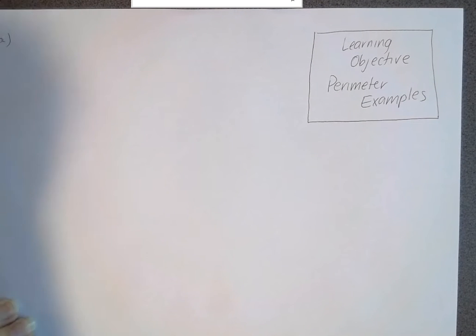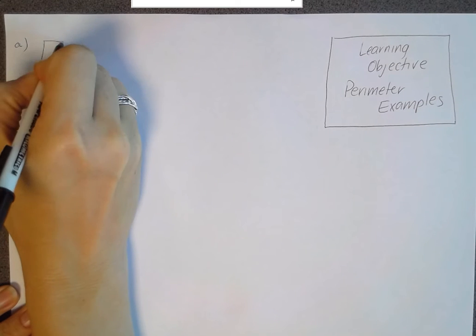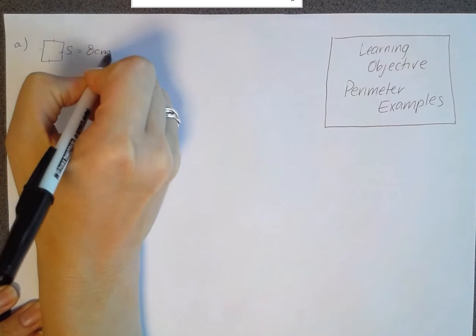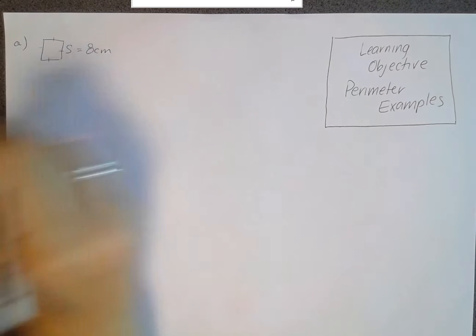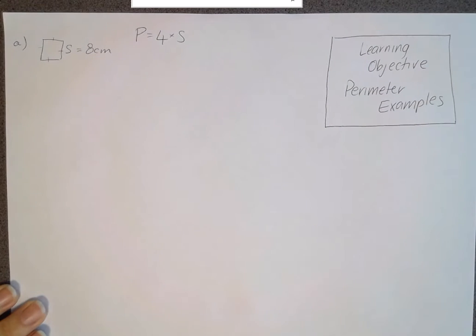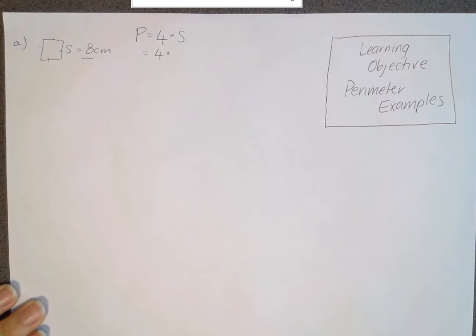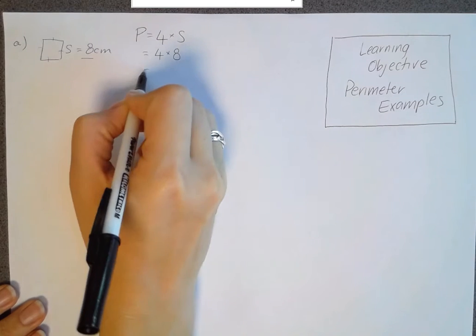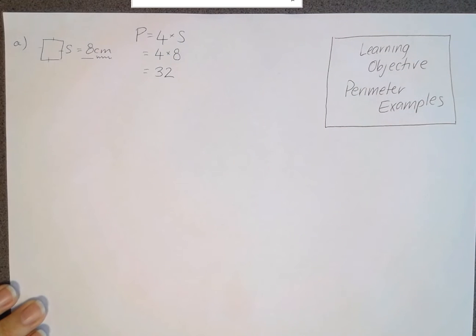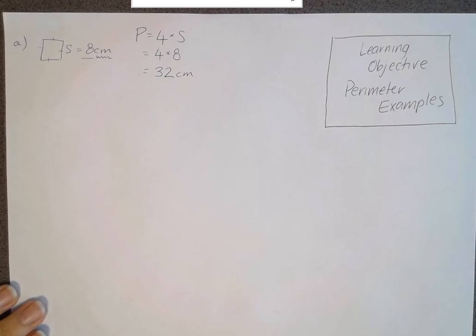So let's go with A, and nice and simple, let's go with a square where side is equal to 8 centimeters. We know that our rule states that perimeter is equal to 4 times our side length. We know that our side length is equal to 8 centimeters, so we've got 4 times 8, which is going to be 32, keeping in mind that we're working in centimeters, so therefore our final answer must be in centimeters. So that's our final answer for that one.